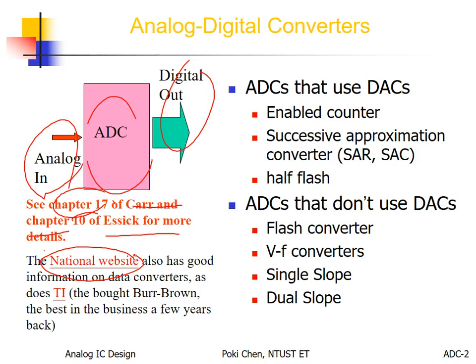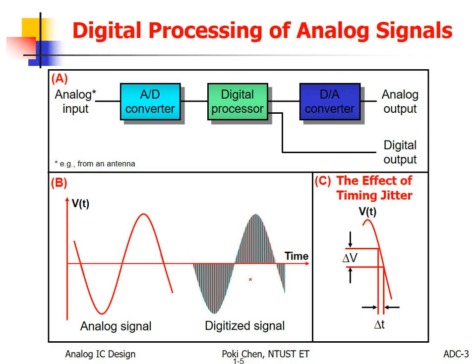For categories, you can see that ADC that use DAC or ADC they don't need DAC. So we have quite many kinds of ADC, but later I will explain. For current design, usually we focus on pipeline or SAR. That's it. Okay. Yeah. For all the others, they are seldom used.